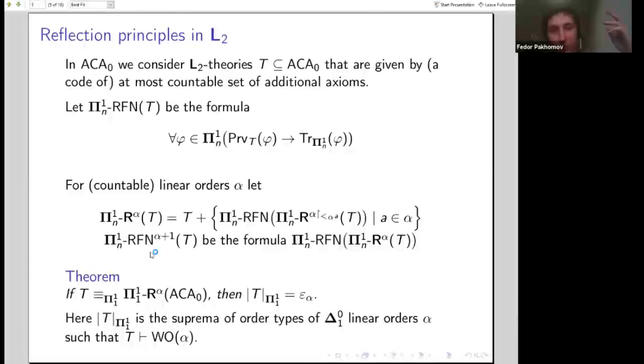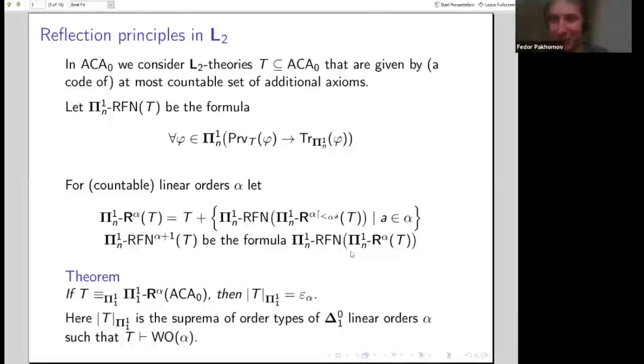Okay, yeah. So here's this distinction. I'm talking about two kinds of iterations: iteration with R and iteration with RFN. The difference is that iteration with R is a theory, and iteration with RFN is a sentence.